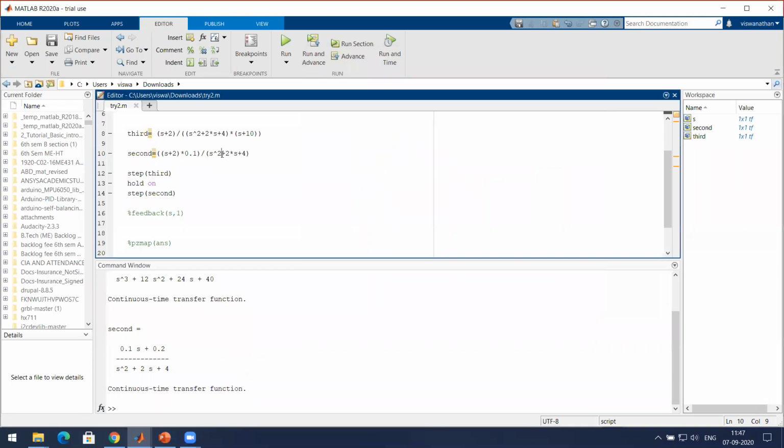So that's the reason why they wanted to convert a third order system into a second order system. Now with MATLAB, whether it's third order or fourth order doesn't matter. You get the step response for any kind of system, any order of the system.